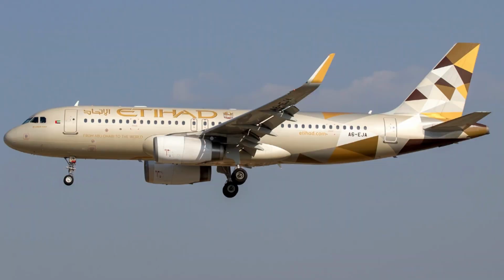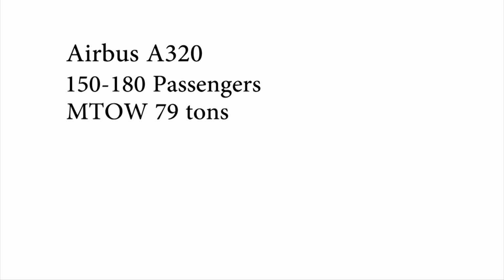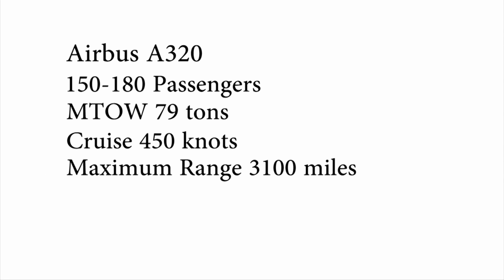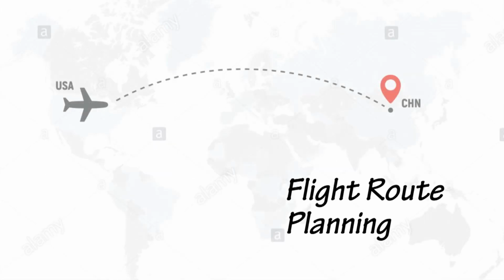From the current aircraft available in the Abu Dhabi company list, I selected the A320 from Airbus, which is a smaller aircraft compared to other aircraft and can fit 150 to 180 passengers in one flight. The aircraft has a maximum takeoff weight of 79 tons and can cruise at 450 knots. It has a maximum range of 3,100 miles. After we selected the aircraft, we proceed to the flight route planning, which is the main part of this case study.